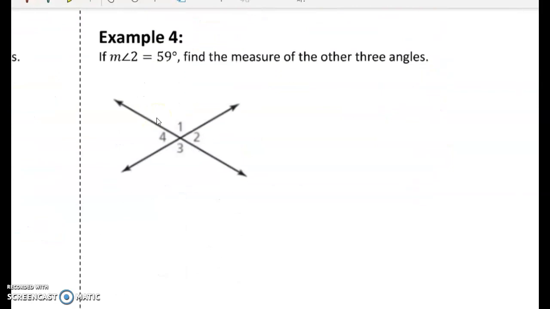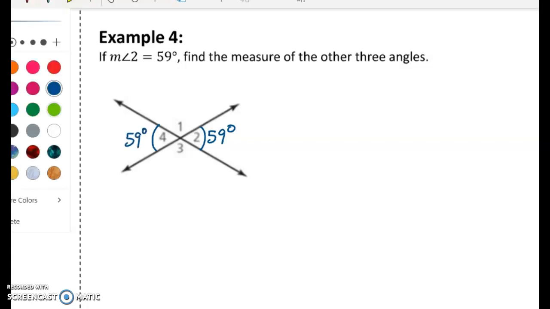Okay, last but not least, let's look at example 4. So on example 4, we know that angle 2 is 59 degrees. Okay, so if angle 2 is 59 degrees, which angle is congruent to angle 2? Angle 4 is congruent to angle 2 because they are vertical angles. So if angle 4 is congruent to 2, how big is angle 4? Angle 4 would be 59 degrees.